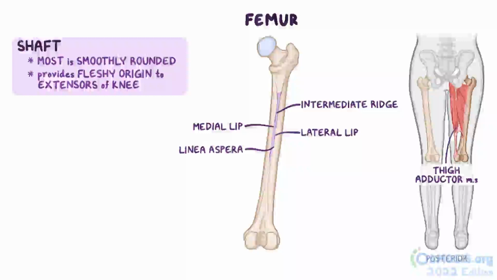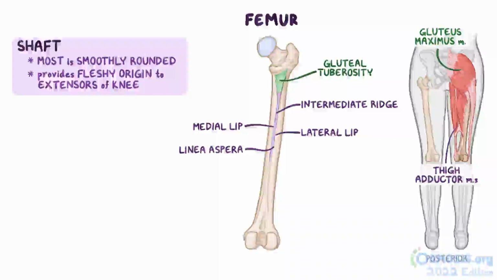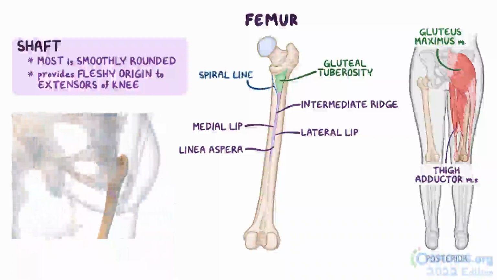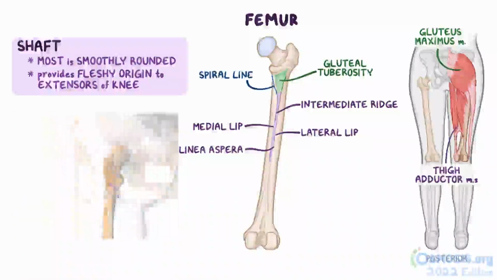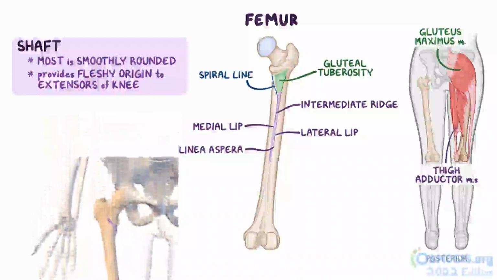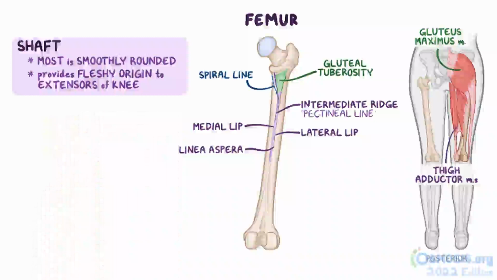Superiorly, the lateral lip blends with a broad, rough patch of bone called the gluteal tuberosity, which is where part of the gluteus maximus attaches. The medial lip, on the other hand, continues superiorly as a spiral line, which extends towards the lesser trochanter and then passes to the anterior surface of the femur, where it continues with the intertrochanteric line. The intermediate ridge is called the pectineal line, and it extends from the central part of the linea aspera to the base of the lesser trochanter.